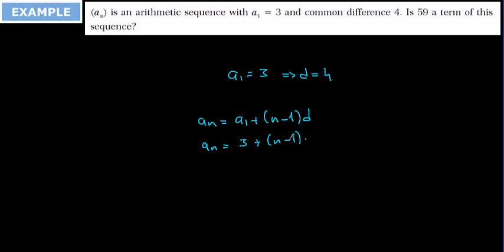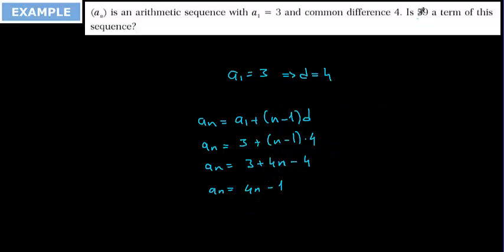A1 is equal to 3 plus n minus 1 times 4. So an is equal to 3 plus 4n minus 4, and an is equal to 4n minus 1. Now I found the general term of a sequence.